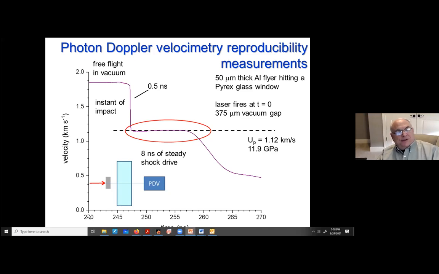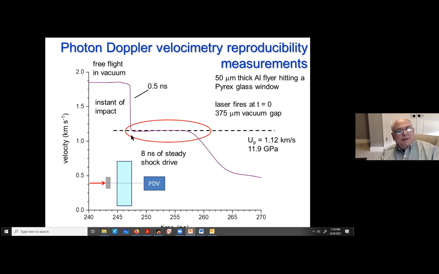At first, the laser fires at time 0, and this thing accelerates up. And at this time, it's traveling through a vacuum at a constant velocity of about 1.7 kilometers per second. And it's happy cruising along until it smacks into this window when it suddenly slows down. The speed of this drop depends on how flat and parallel this impact is. And we typically get less than 2 nanoseconds. And here I'm showing you the day we got half a nanosecond.